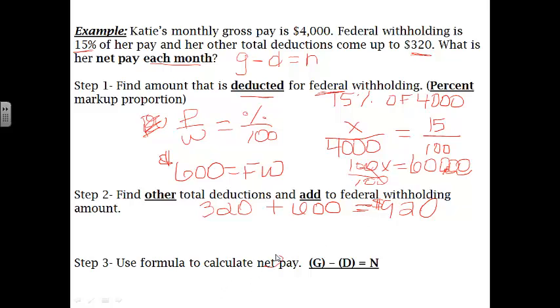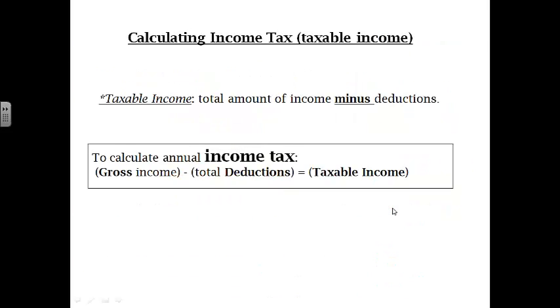So to calculate net pay is what we're trying to find each month. My gross pay, it'll tell you in the problem, was 4,000, minus what was my total deductibles? Good, 920. So pause me and do that math. Okay, so we should have gotten $3,080 for net pay. This is the amount that you're going to be given each month when you take federal withholding and other deductions out.